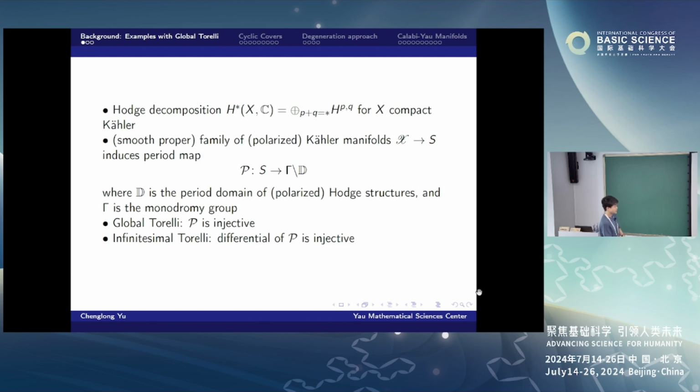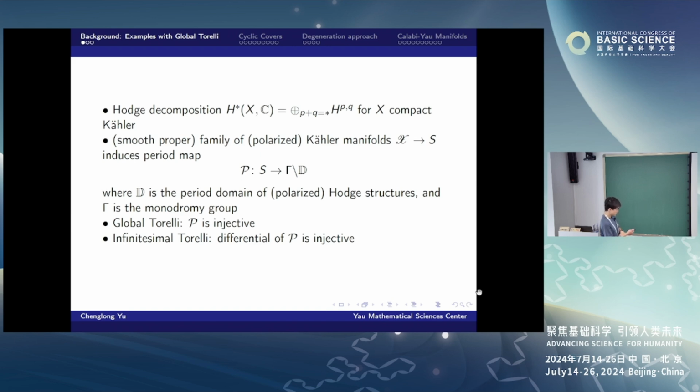If we vary X, and if we go around the moduli space S and come back, then we may have some monodromy action on the cohomology of X. So we will have a well-defined period map from the base to the period domain modulo gamma.